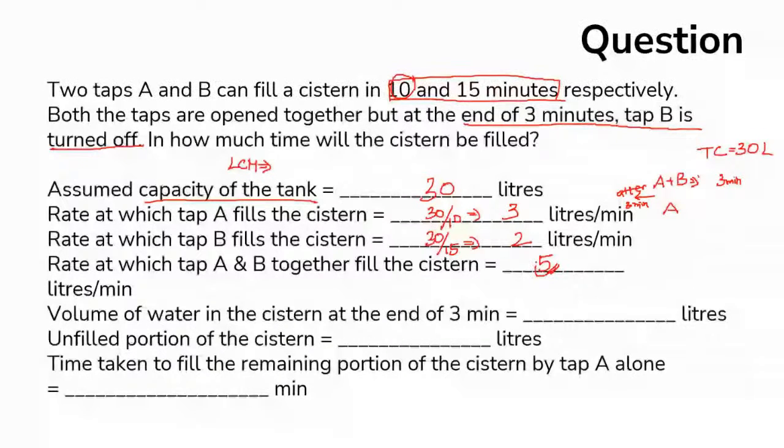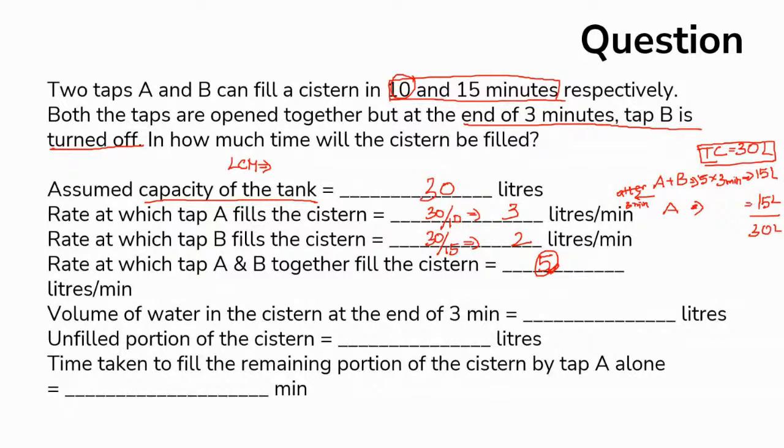It will be 5 liters in a minute. So into 3 minutes, how many liters would have been filled? 15 liters. So to totally fill this tank, it should be 30 liters. That is the total capacity of the tank. And in that case, the remaining has to be filled by whom? It is by A alone, and that capacity is 15 liters.